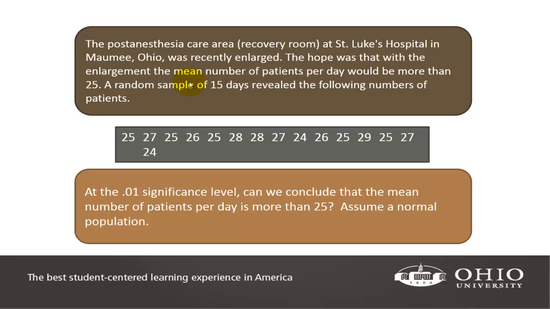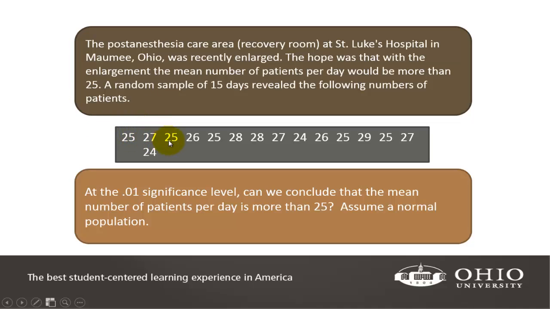Okay, let's take a look at an example here. We have a recovery room at a hospital that's recently been enlarged, and what we believe is that the average number of patients that are accommodated in a day has now increased to the point where it's more than 25. More than means greater than. Greater than does not include the equal mark, and therefore the greater than will be the alternate hypothesis. Less than or equal to will be the null hypothesis.